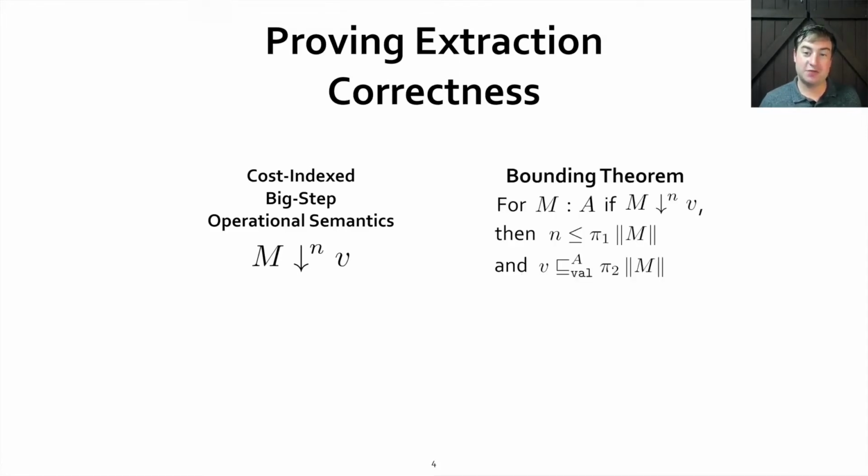And then we prove the following theorem using a logical relation. For any closed term M of type A, if M evaluates in n steps to V, then the extracted cost of running M is an upper bound on n, and also the usual logical relations value relation nonsense. But anyway, this theorem is the crucial step. It formally connects the operational cost model to the extracted recurrences.